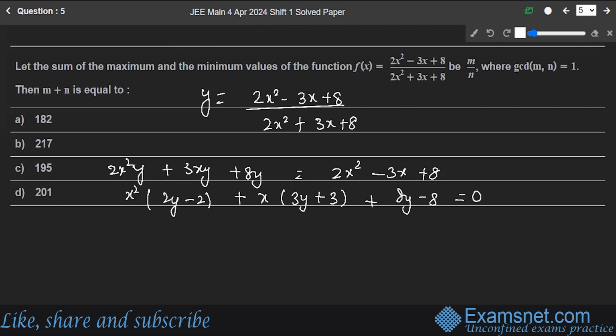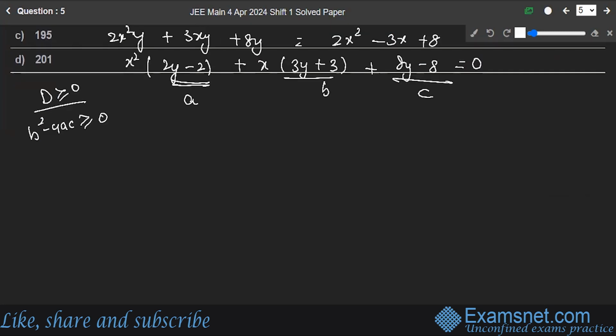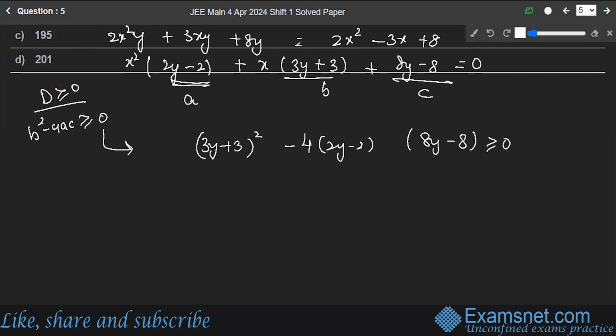So now, for the values of x to be real, the discriminant should be greater than or equal to 0. The discriminant is given by b squared minus 4ac. This should be greater than or equal to 0. So this is your A, this is your B, and this is your C. That means you will have (3y plus 3) whole squared minus 4 into (2y minus 2) into (8y minus 8) should be greater than or equal to 0.